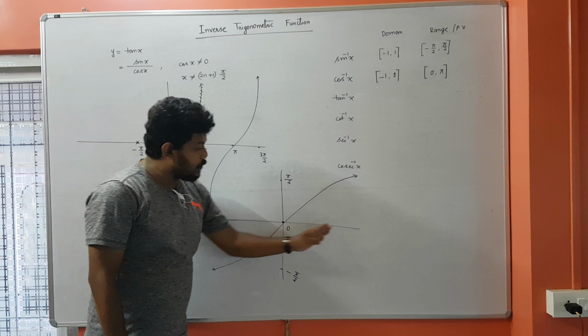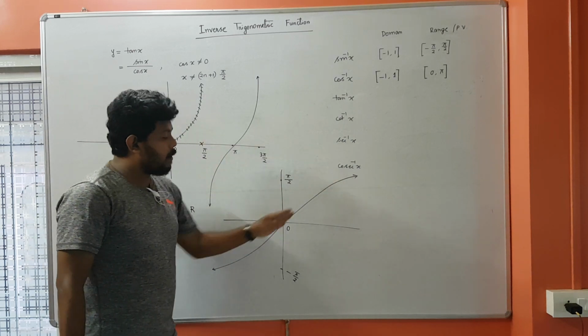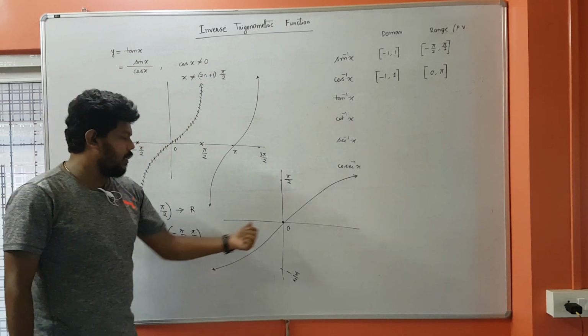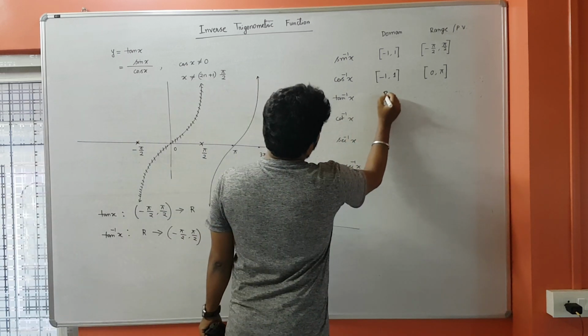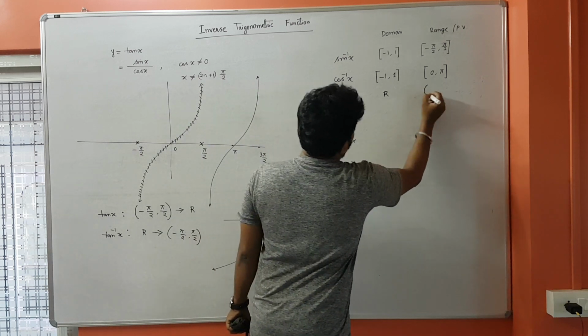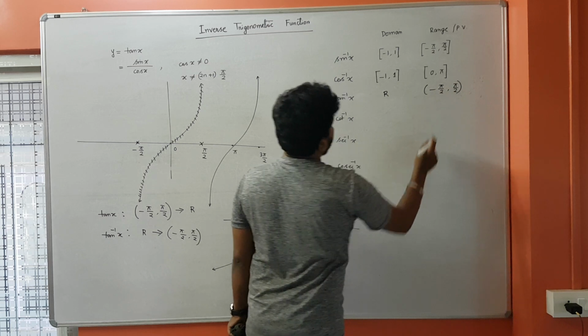When x tends to plus infinity, the value of y will be plus pi by 2. For x equal to minus infinity, the value of y will be minus pi by 2. Therefore, for tan inverse of x, domain is real number and range is minus pi by 2 comma plus pi by 2.